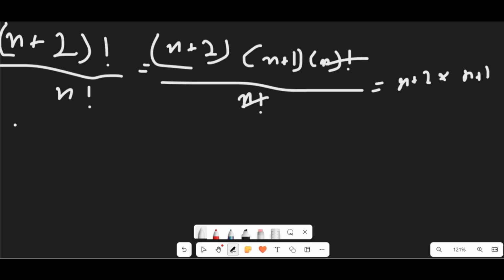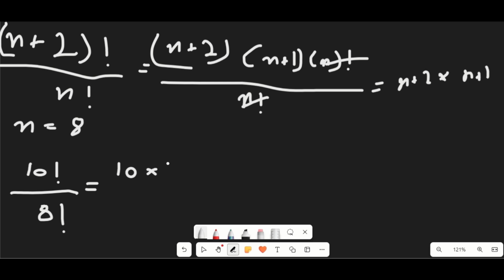Let's take an example. Let's take n equal to 8 and put it in. 8 plus 2 is 10, so 10 factorial divided by 8 factorial. As I've told you before, we open the one that is bigger: 10 times 9 times 8 factorial divided by 8 factorial. The 8 factorial cancels, and we get n plus 2, which is 10, and n plus 1, which is 9. So our answer is 10 times 9.